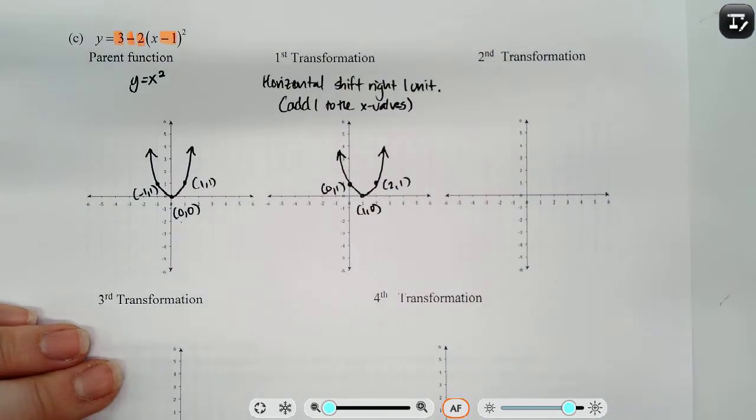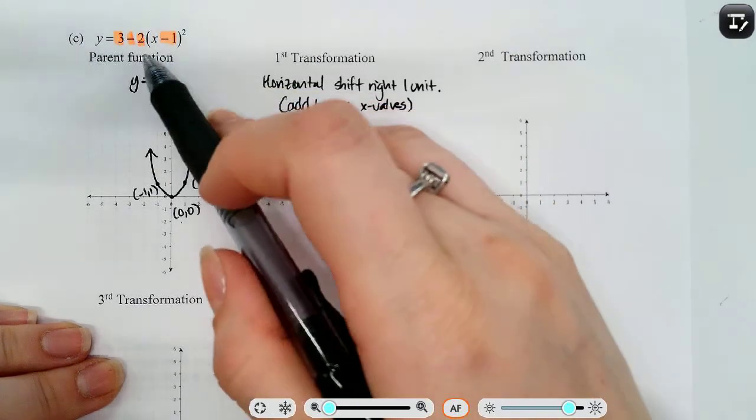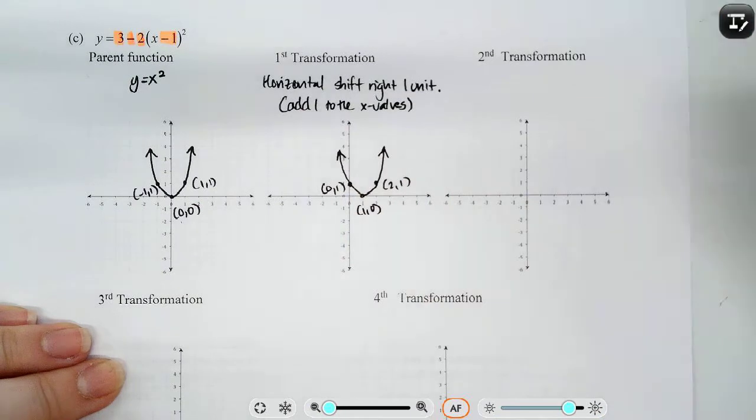Next transformation, what do you think it's going to be? Okay, well, if you think of PEMDAS, we're going to look at the multiplication items, and we'll go with that negative there, which is the reflection about the axis.